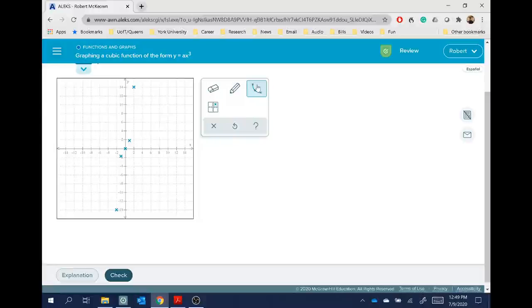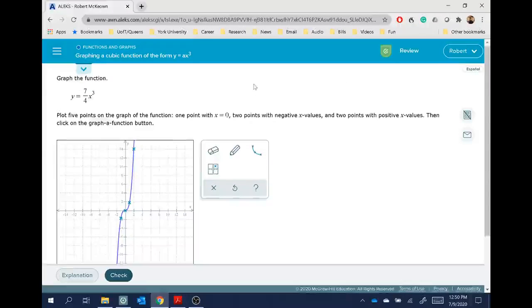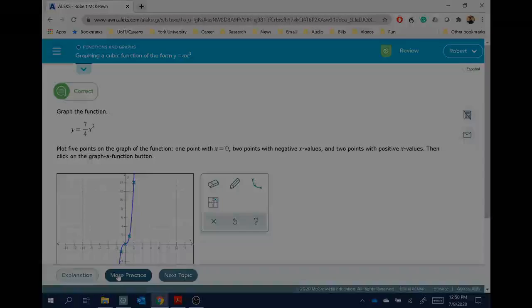And then I'm going to click on these little x's with the curvy line through them. And ALEKS should know how I want the cubic function to be drawn. Now I'll move back up so you can see the question. And I'm going to click on the checkbox. And happily, I did it successfully.